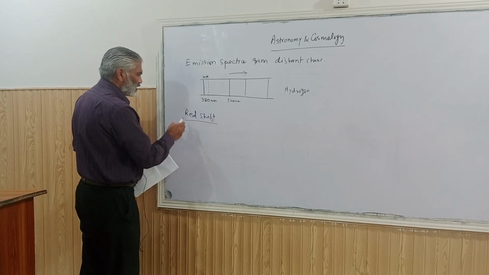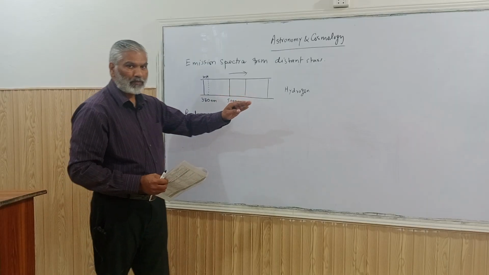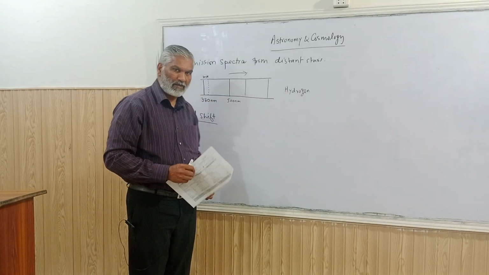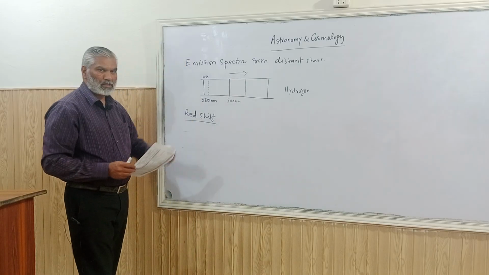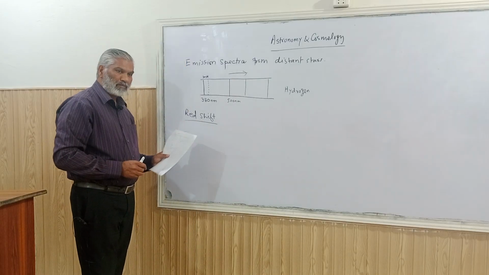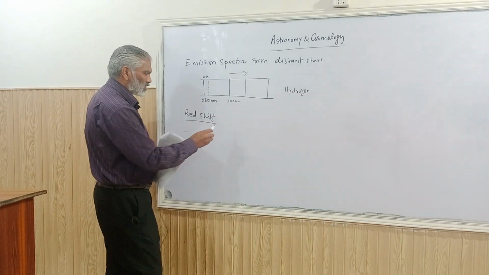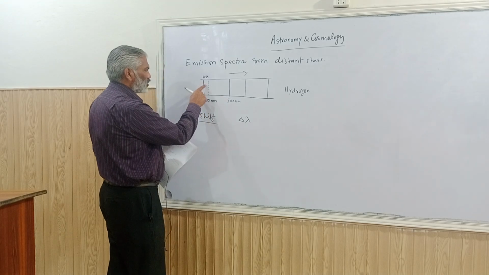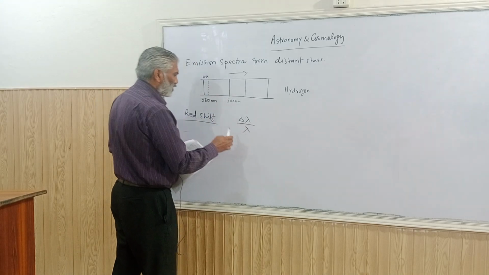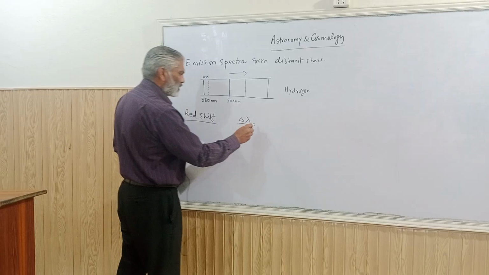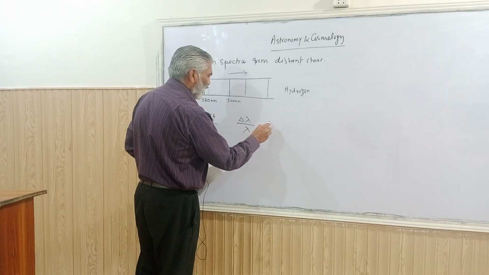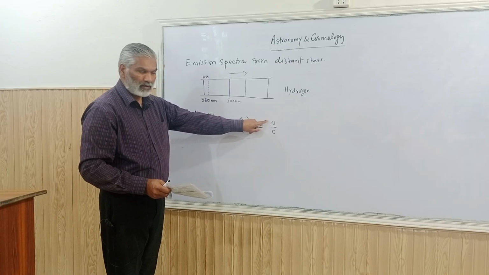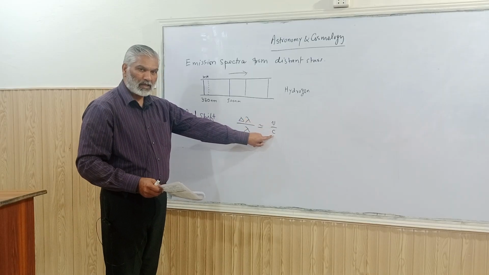Now red shift means all these lines appear to have shifted towards red color, that is, the longer wavelength. This red shift confirms what? That is interesting. It shows that delta lambda, which is the change in wavelength, divided by the lambda originally observed in the lab, is nearly the same ratio as v over c, where v is the speed with which the star must be moving, and c is the speed of light.